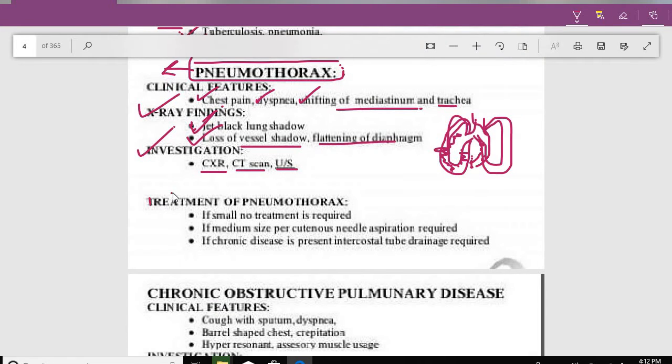Now how will we treat the patient with pneumothorax? We will give the treatment accordingly. If a small pneumothorax is present, then no treatment is required. If a medium sized pneumothorax is present, then percutaneous needle aspiration is done. If it is a chronic disease, intercostal drainage is done, so we will treat the patient accordingly.